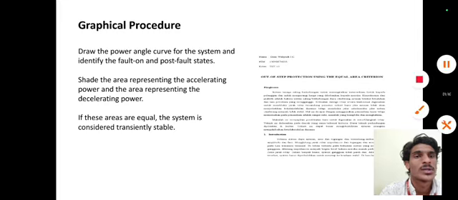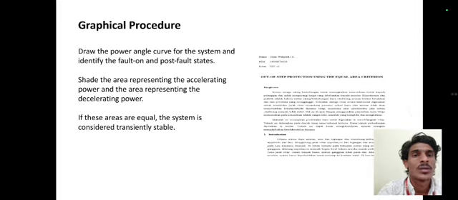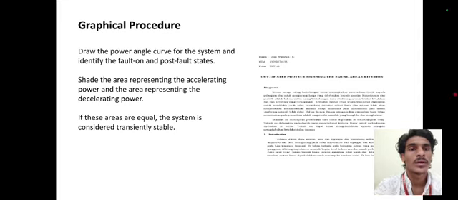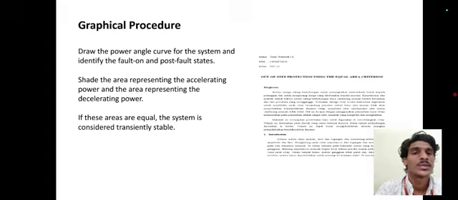Graphical procedure. Draw the power angle curve for the system and identify the pre-fault, fault, and post-fault states. Shade the area representing the accelerating power and the area representing the decelerating power. If the areas are equal, the system is considered transiently stable.